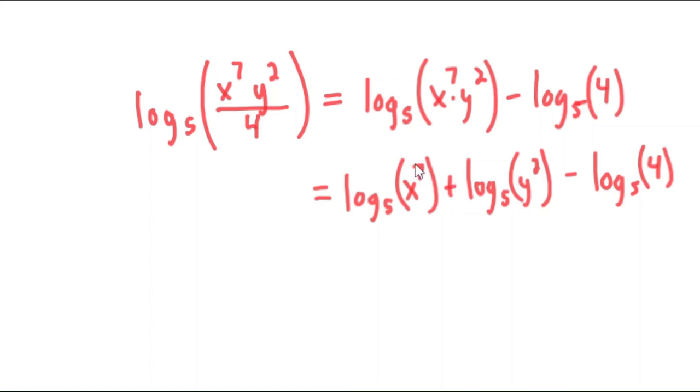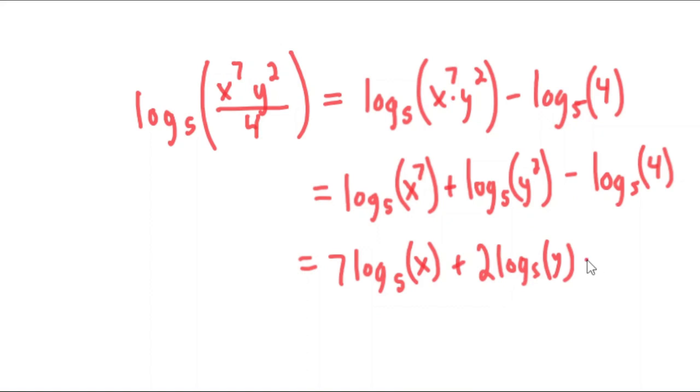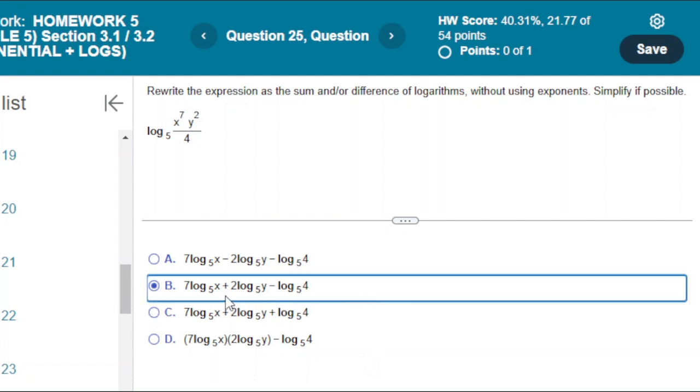Now we're going to use the power property to bring the 7 out front and to bring this 2 out front. So we can rewrite this as 7 times log base 5 of x plus 2 times log base 5 of y minus log base 5 of 4. Okay, and I believe that's this one right here. Now, you might be able to do all that in your head in one big step, but I think it's probably best to write it out like I did. And then this is the answer.